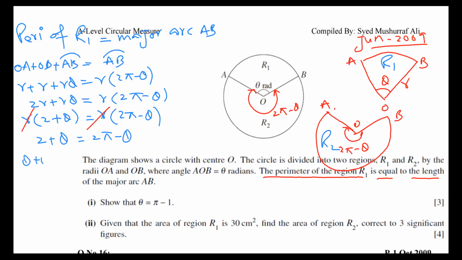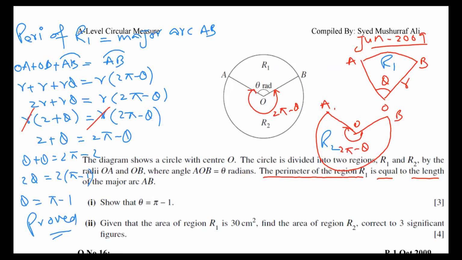So theta plus theta is equal to 2 pi minus 2. So this becomes 2, and 2 is common from here. I got pi minus 1 to divide, and alhamdulillah, I proved my target.